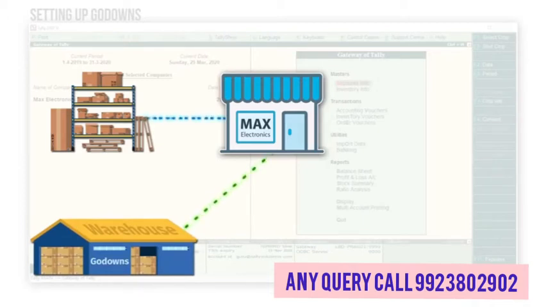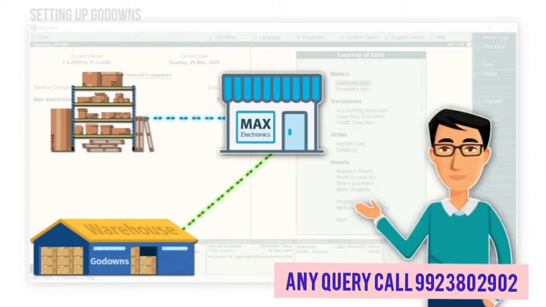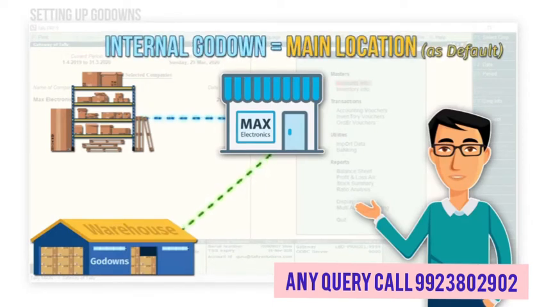Before we start creating the godown, here is a quick tip for you. When we enable the godown feature, TALLY.ERP9 by default maintains an internal godown named main location, and all the existing inventories will be considered under this godown. We can rename this internal godown at any time. Let's rename the main location as in-store.